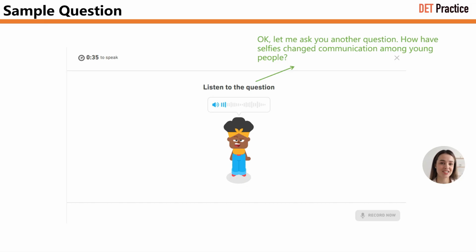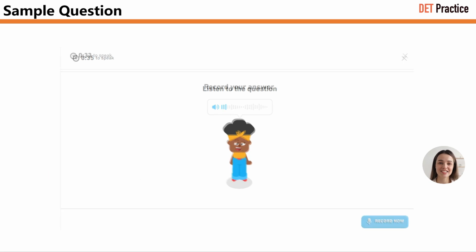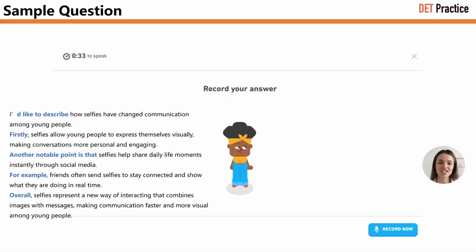This question is also a descriptive type, asking us to talk about how selfies have changed communication among young people. So we can continue using the descriptive template to organize our answer. For example, we can say, I'd like to describe how selfies have changed communication among young people.